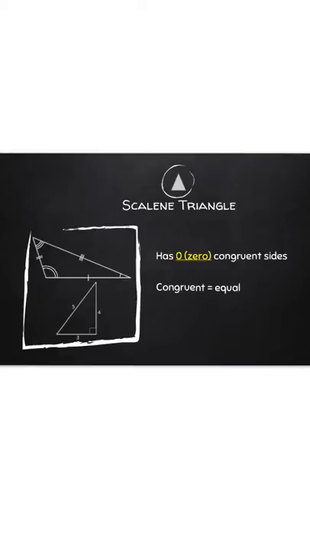A scalene triangle has 0 congruent sides, and congruent means equal. You can notice that down at the bottom triangle, you have a side that is 3, a side that is 4, and a side that is 5. They are all different lengths. And up at the top, you see one little hash mark, 2 together, and 3 together. That shows you that none of the sides are equal, so they are scalene triangles.